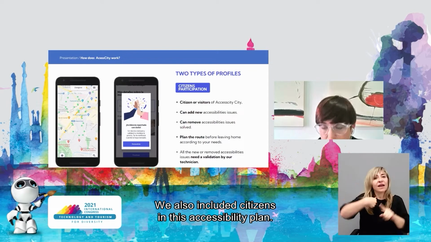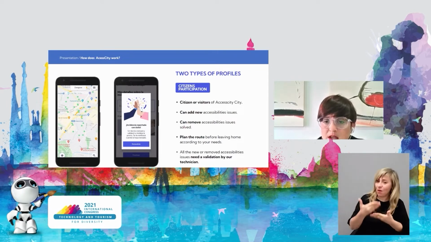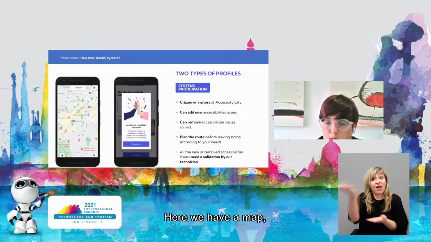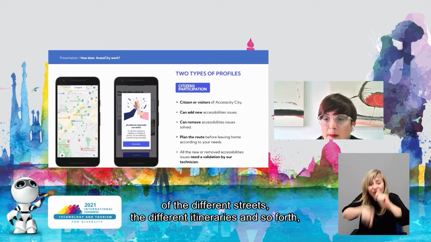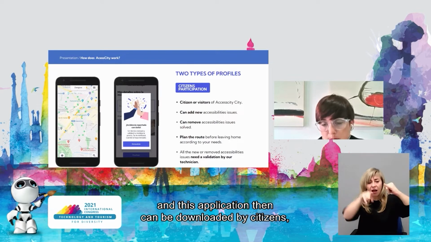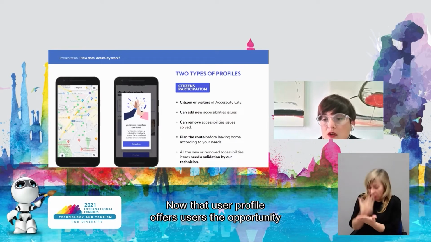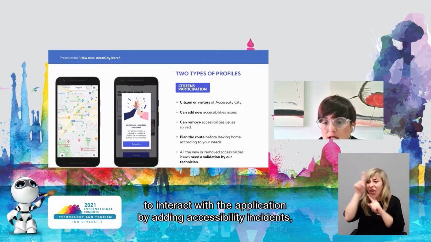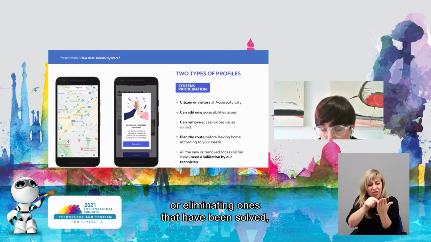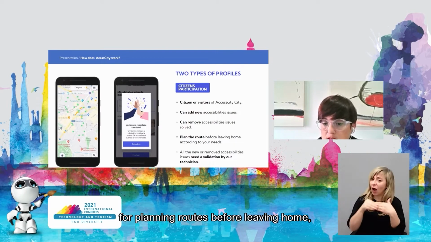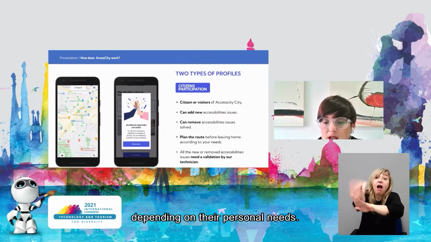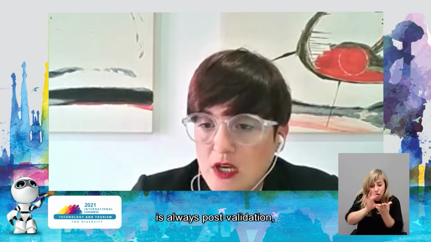We also included citizens in this accessibility plan. And we map. Here we have a map of the different streets, the different itineraries, and so forth. Now, this application can be downloaded by citizens under their user profile. That user profile offers users the opportunity to interact with the application by adding accessibility incidents, or eliminating ones that have been solved, or planning routes before leaving home, depending on their personal needs. But all of this interaction with the user and visitors through the application is always post-validation after our technical team.